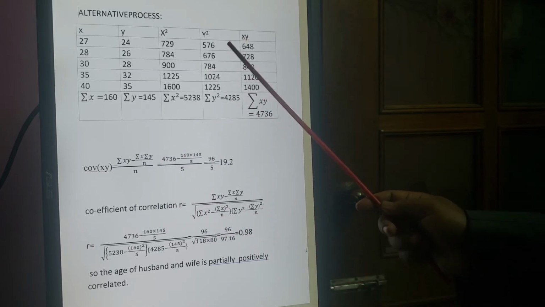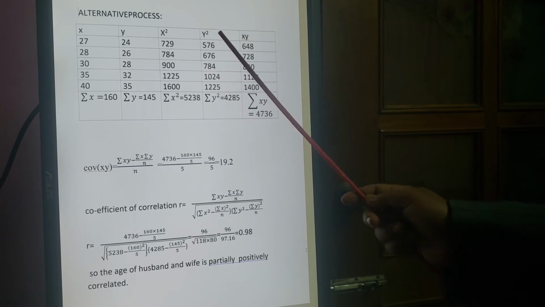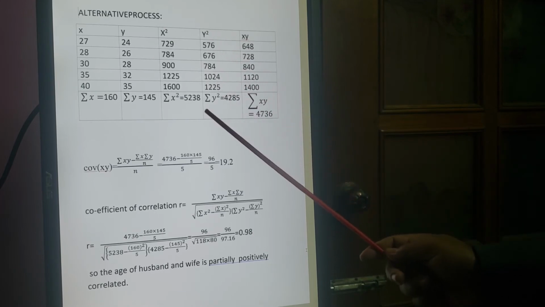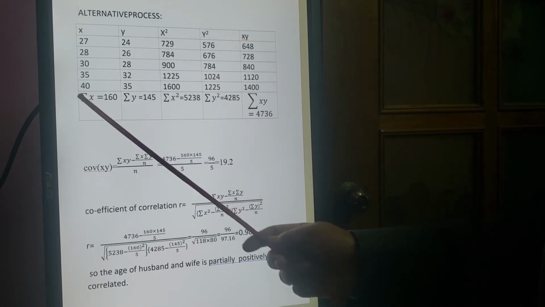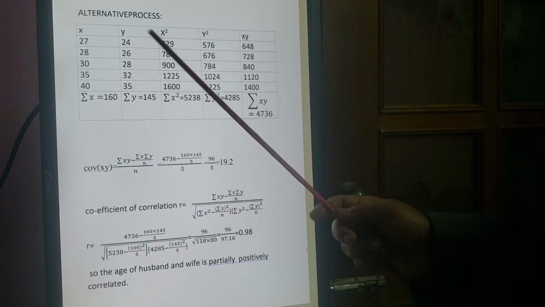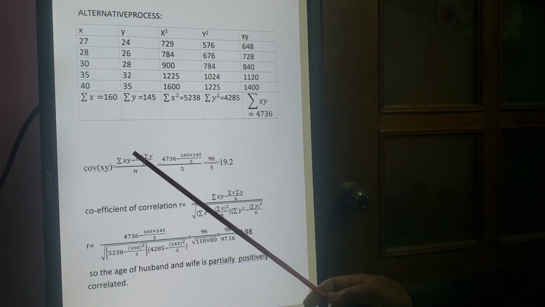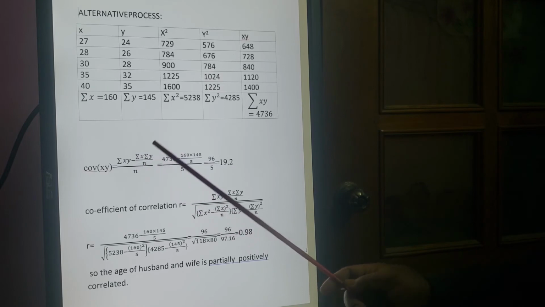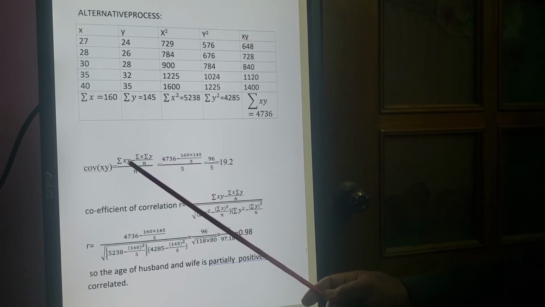If I add all y square, then I'll get the summation of y square. So you have finished all these things in this table. We have calculated all these things. Okay. Now you put the values in the formula. What is summation xy minus summation x summation y by n, divided by n? What is summation xy?